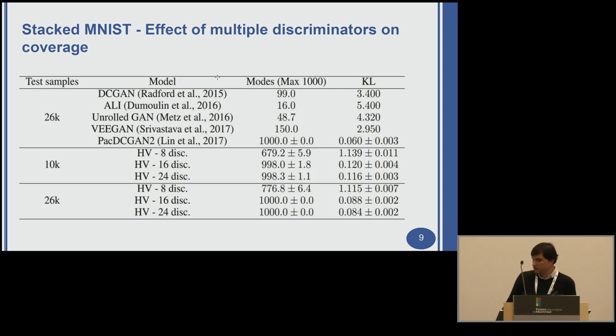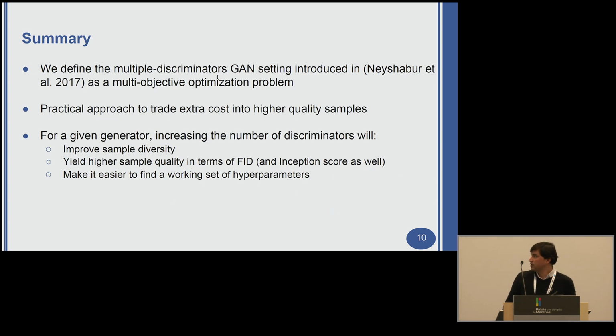This is another result that's interesting. What we study here is the diversity of the generator in a synthetic setting, in which we know the number of modes that we have. And what we show is that by simply increasing the number of discriminators that we train against, we can go from a very low coverage to state-of-the-art comparable numbers. Just to summarize the presentation, we find the multiple discriminator GAN setting with multiple discriminator training to be a practical approach to trade the extra cost into high quality samples. We also show that it yields high diversity and sample quality, and it makes it easier to find a working set of hyperparameters.